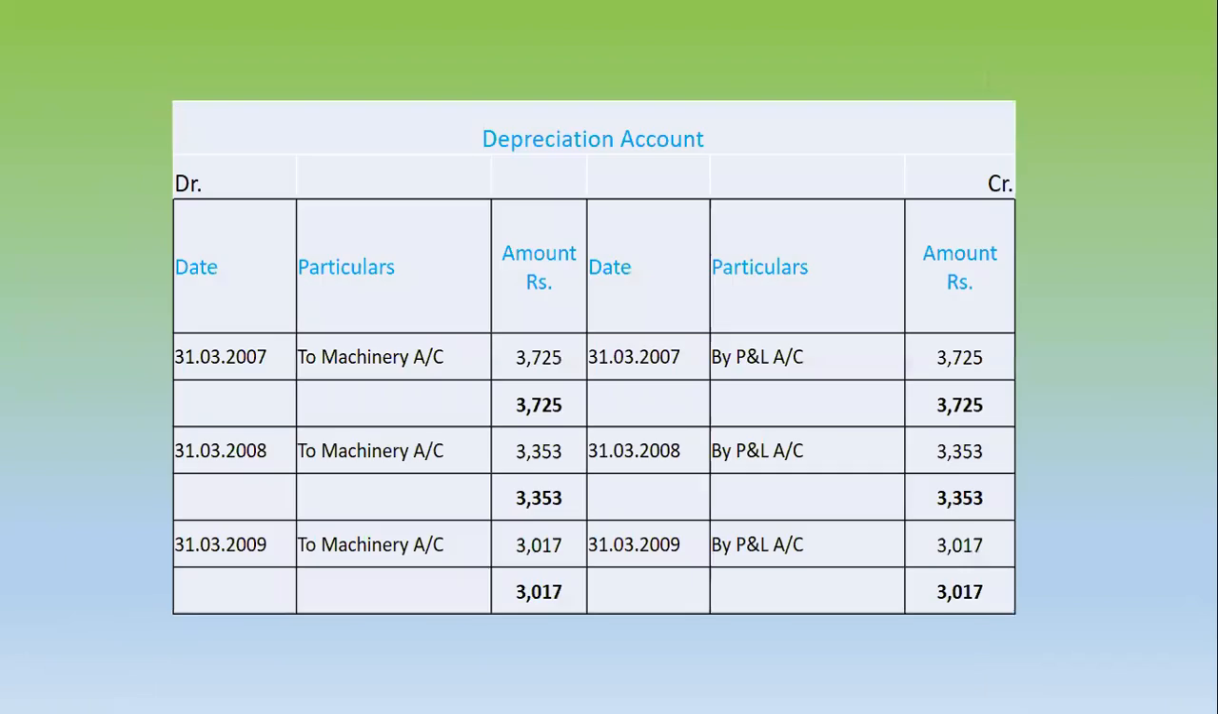Now the final one is the depreciation account. For the machinery account, the first year depreciation will be 3,725, and on the credit side we are going to transfer the same amount to profit and loss account, 3,725. So the total will be the same. And for the second year also, depreciation will be 3,353, and to profit and loss account we transfer the same depreciation of 3,353. And in the third year the depreciation value for the machinery is 3,017, and profit and loss account also the same 3,017.